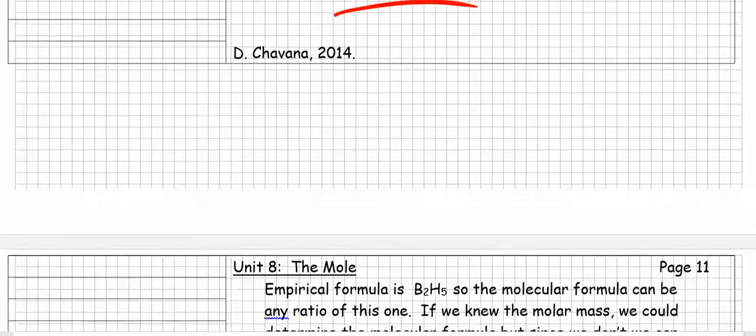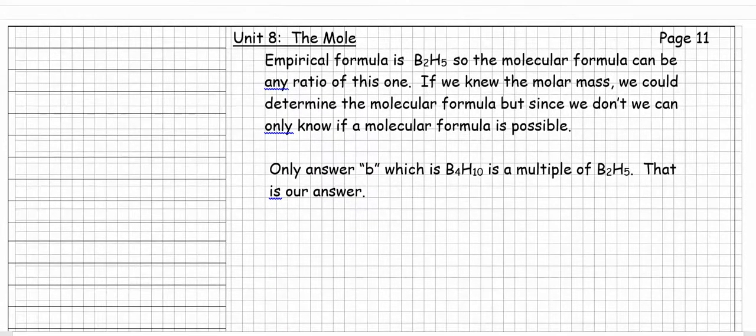So the empirical formula now we know is B2H5, so the molecular formula can be any multiple of this one. If we knew the molar mass, we could determine the molecular formula, but we don't, right? All we know are the possibilities. The answer must be B, B4H10, because that's the only one that is a multiple of B2H5. So that will be our answer, B.